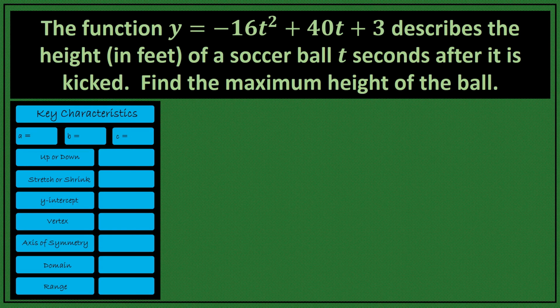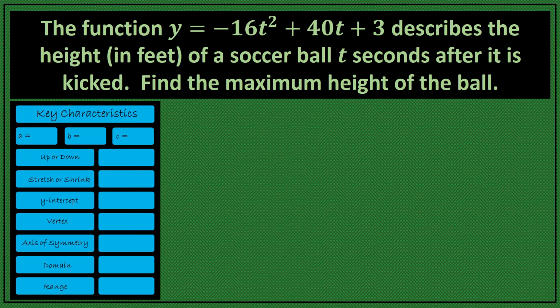So we know on this problem that our a value is negative 16. So it's going to open down, and it's going to have a vertical stretch. We know that our y-intercept is 3. We know that our vertex could possibly be a decimal. We're going to have to calculate it, but don't worry about that because this is a real life problem and things happen in tenths of a second or hundredths of a second.